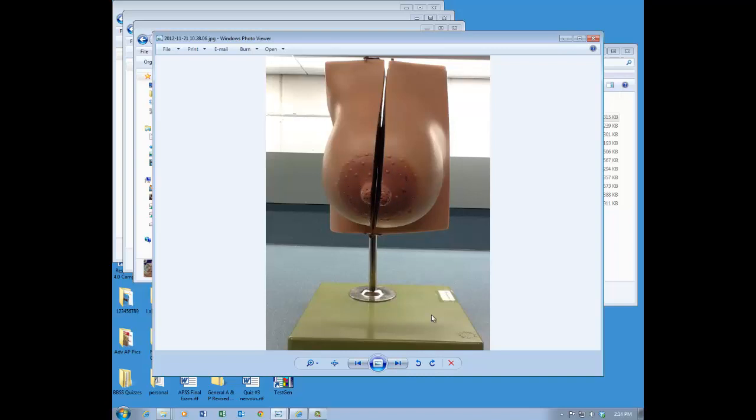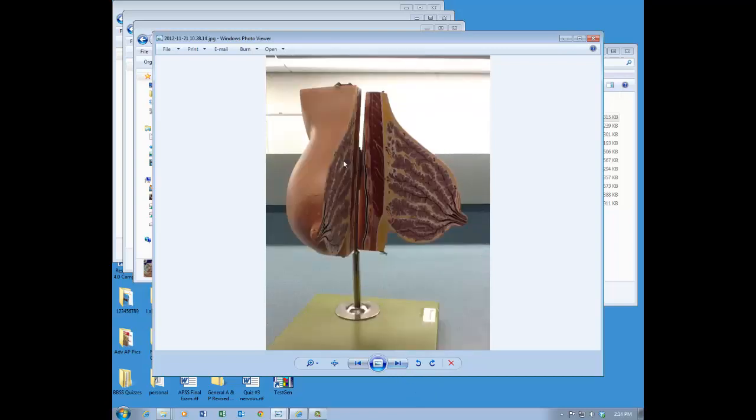Then if we open up and look at the interior of the breast, we see these large cauliflower-like structures here, and these are called alveolar glands, and that's what produces milk in a nursing mother's breast.